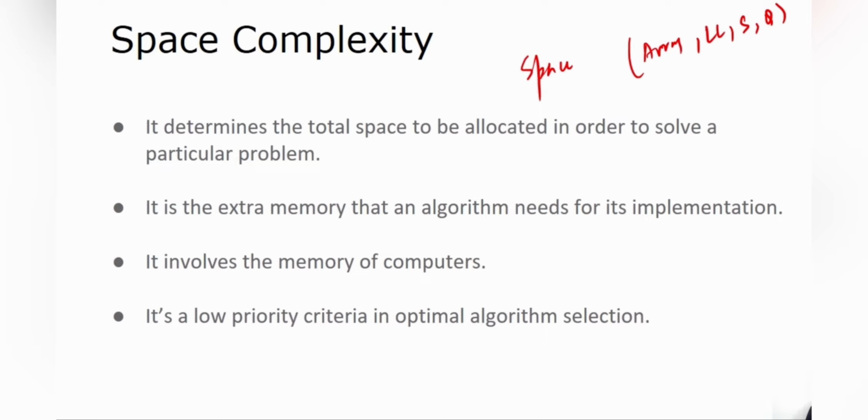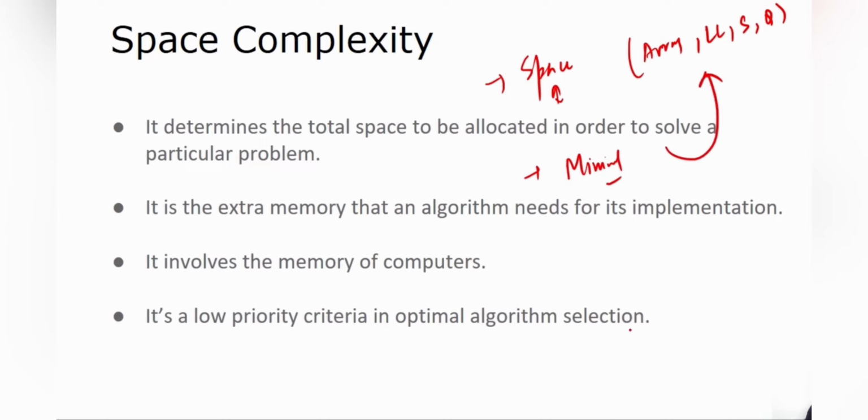It's low priority, but critical in optimal algorithm selection. When we talk about space complexity, we try to avoid any extra space. We try to solve it with minimal space, right? So that we don't use any of these auxiliary memories.